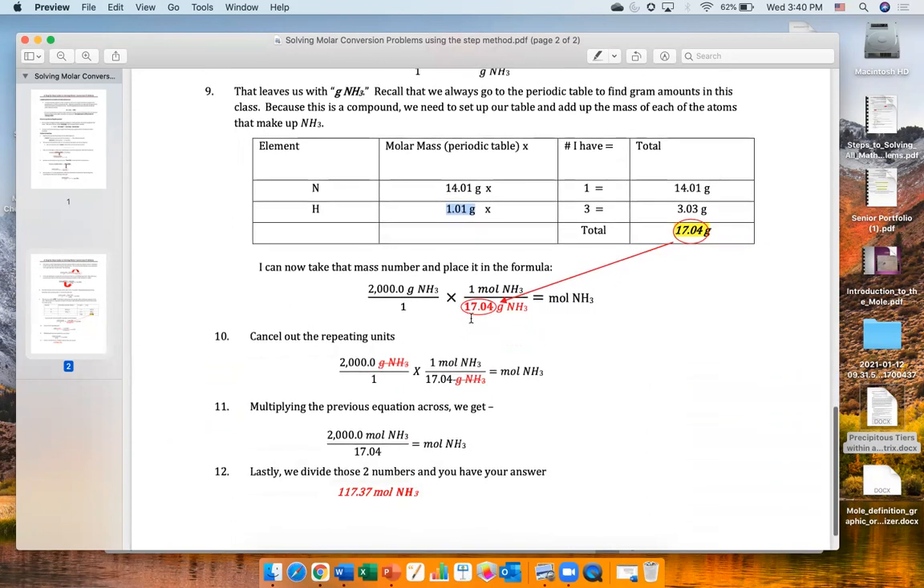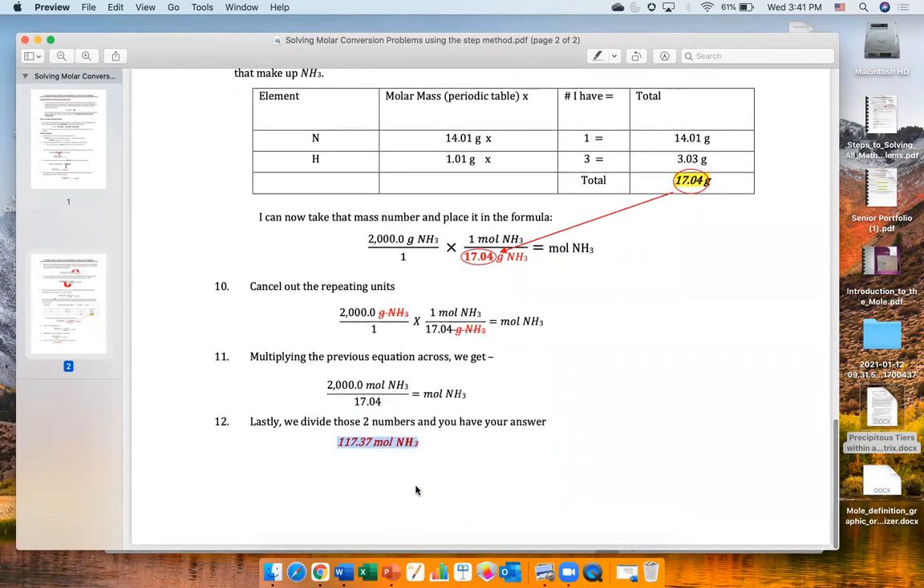So now look what you have. By following these steps, all of a sudden you have an equation that has developed. And this equation has everything filled in. That means you just have to go ahead and solve this. So what we have to do is we just cancel out the repeating units. Remember, if we see something twice, we'll cancel it. And now we just multiply across. So 2,000 times 1 mole of NH3 gives us 2,000 moles of NH3 on the top. And on the bottom, we multiply 1 times 17.04. So that's 17.04. And then we just divide. So we divide these out, and that gives us this.